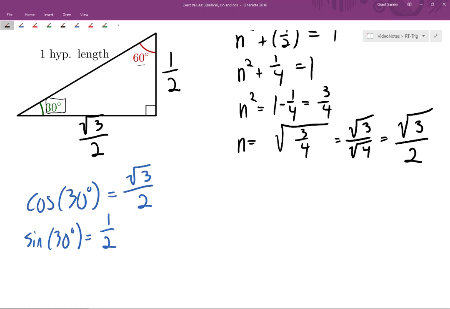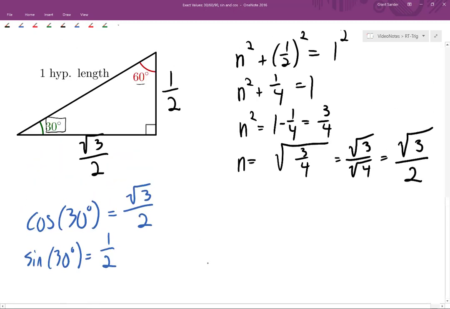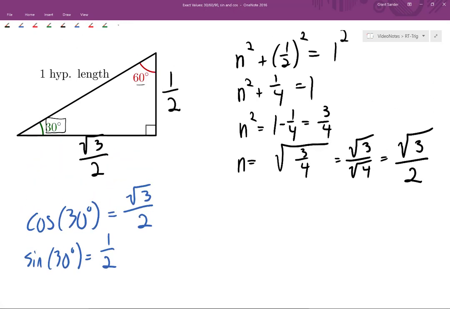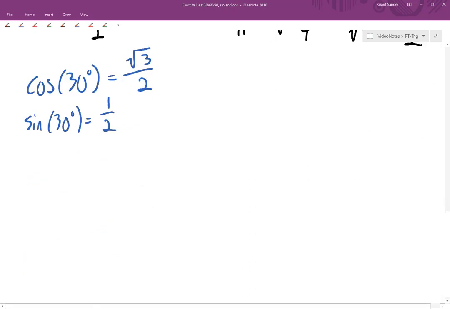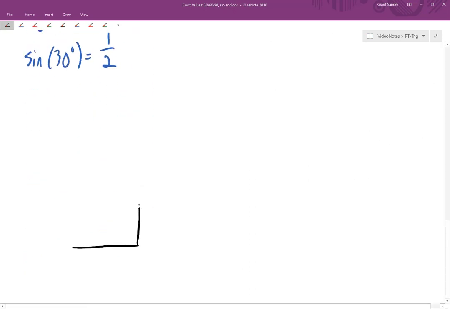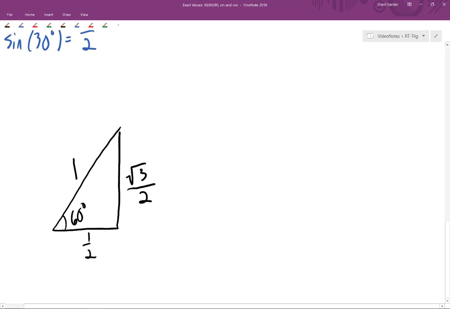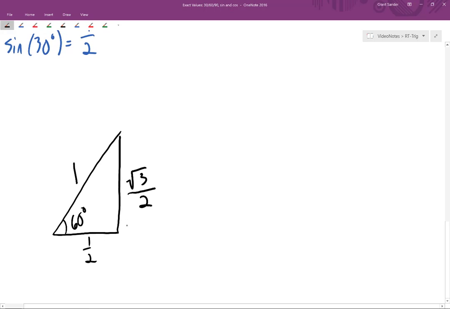Now, let's look at the 60-degree angle. We can just reorient this triangle. So I'm going to redraw this triangle down below, and we actually already know the side lengths. We already computed the lengths of these sides. I'm just going to reorient things real quick. Okay, so we have a hypotenuse length of 1 hypotenuse length. The vertical side is now square root of 3 divided by 2 hypotenuse lengths, and the shorter side, which is horizontal here, is 1/2 hypotenuse lengths.